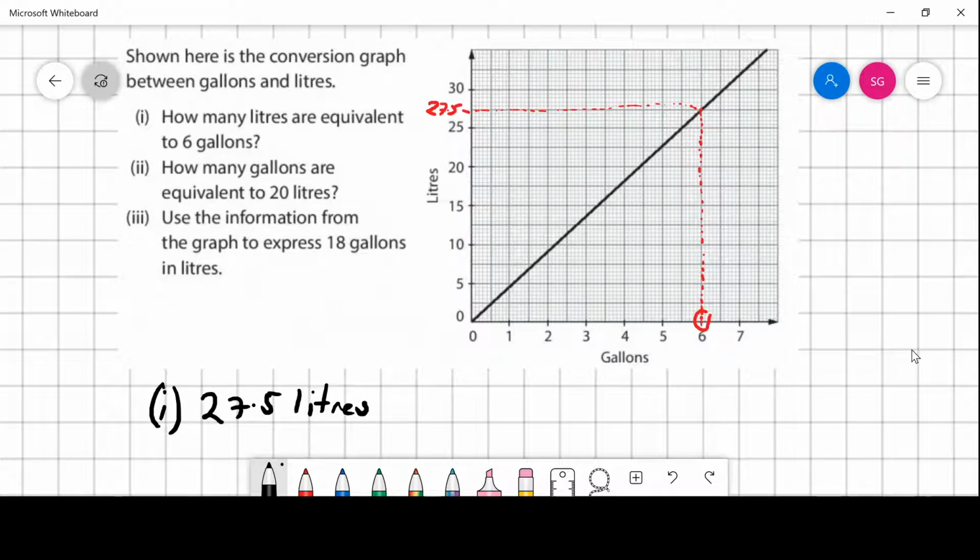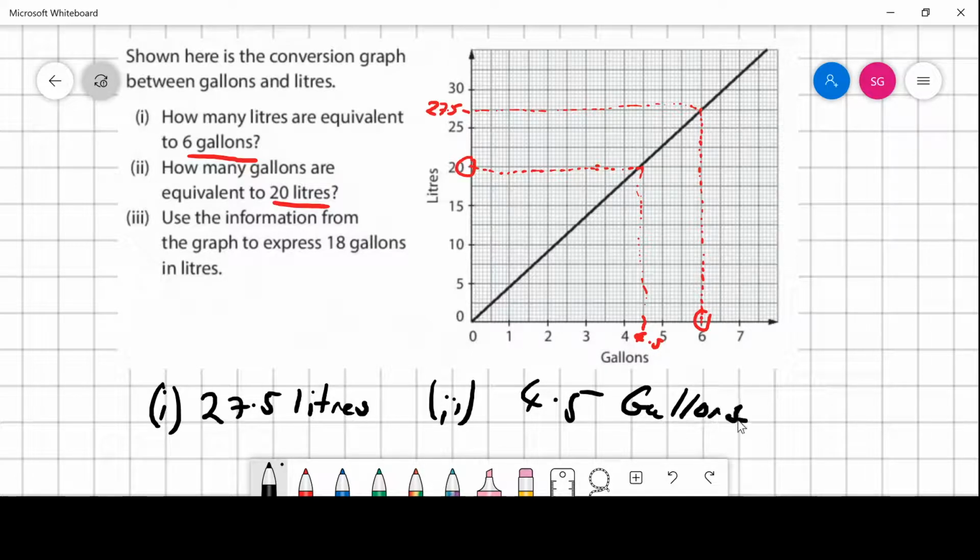Okay, how many gallons are equivalent to 20 litres? So now we're going to go, okay, let's go from 20. We can dot our way across here. So we're starting from 20 litres. This time we're starting from 20 litres. We go across, we go down, and here we're about halfway between 4 and 5, so we're 4.5. So for part 2, we're going to say 4.5 gallons.